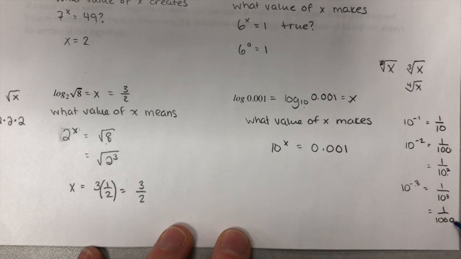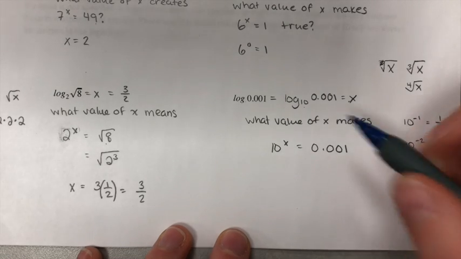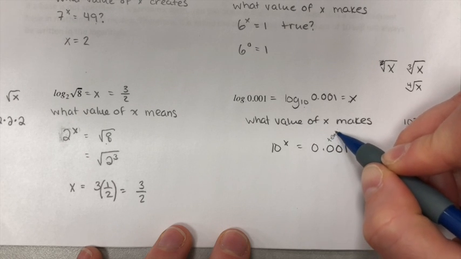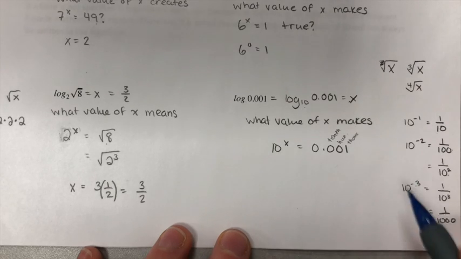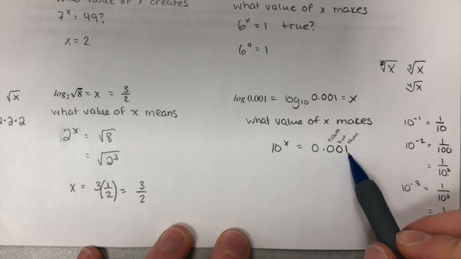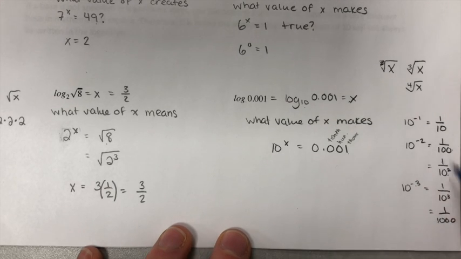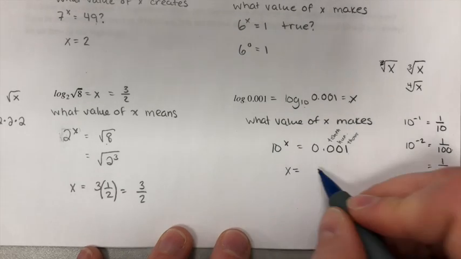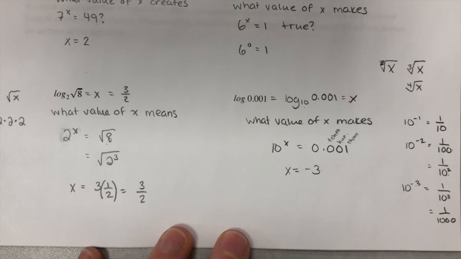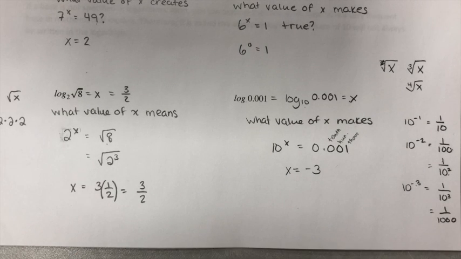So 1/1000th, if we think about decimal spots, these are tenths, hundredths, and then thousandths. So this is 1/1000th, which is this guy. So based on this pattern, we can say that x would have to equal -3 for this to be true.